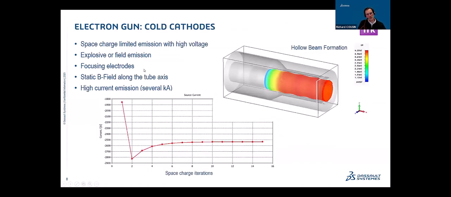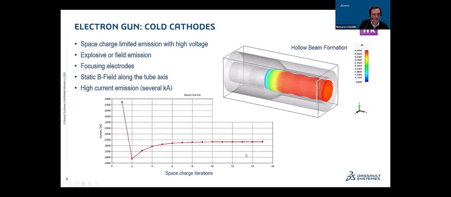Regarding the electron gun, which is considered cold cathodes, here you have different kinds of emission models which can then be used. It can be explosive or field emission, but it can also be a space charge limited emission when you also consider the high voltage. And in this case, you can also superimpose the space charge.